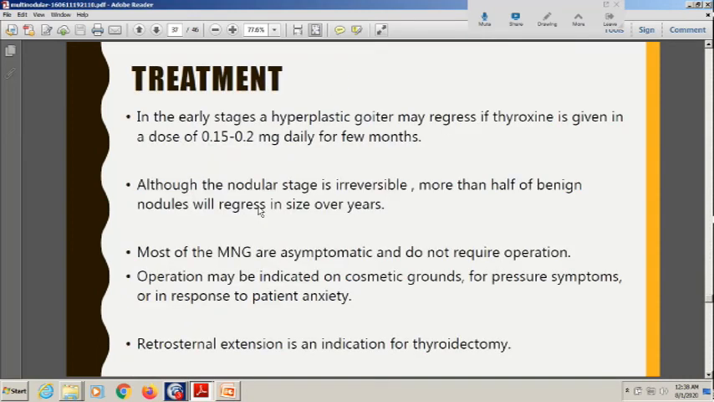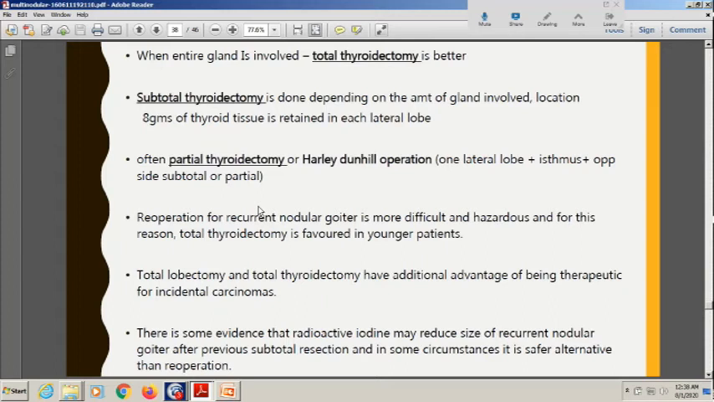Now the reoperation for recurrent nodular goiter is more difficult, because once we operate on the thyroid gland, if we reopen the same area, there is fibrosis and multiple adhesions, so it is very difficult to identify other structures like nerves and vessels, which are very important in thyroid surgery. There is some evidence that radioactive iodine may reduce the size of the recurrent nodular goiter after subtotal resection, and in some circumstances it is a safer alternative than reoperation.